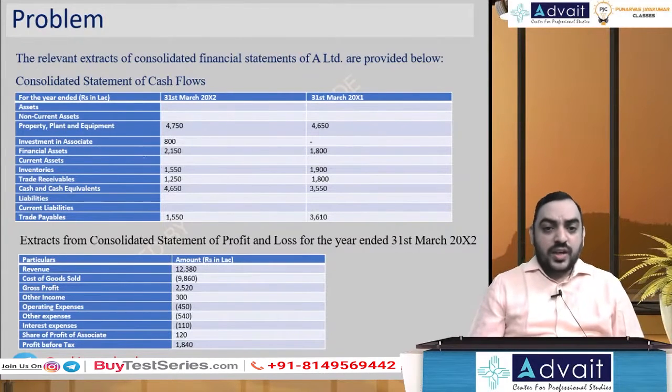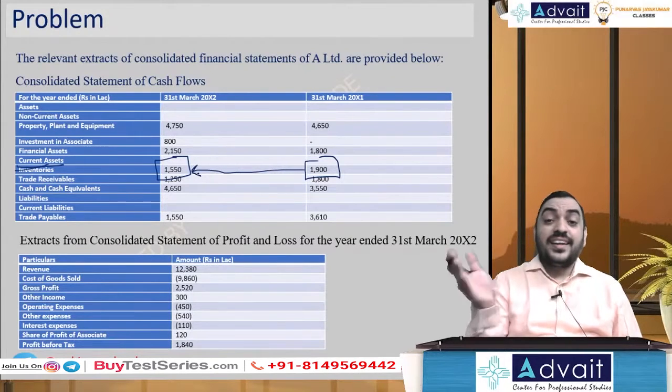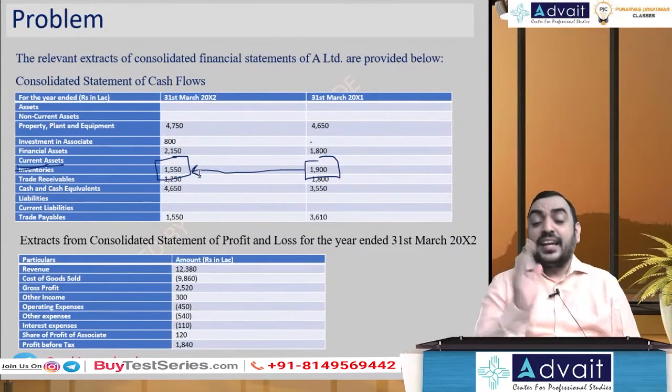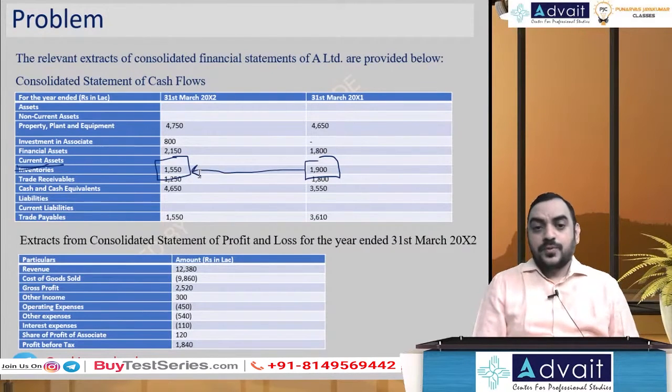Okay. So let's look at the current assets, inventories. Now 1900 has become 1550. That means inventory decreased. Now, decrease in inventory, decrease in current assets. How should it be treated in the cash flow statement? Do you remember the basics from intermediate?